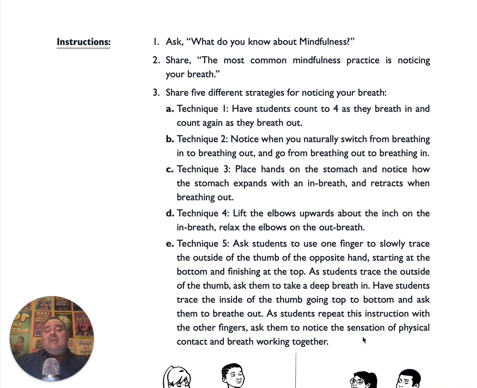And finally, technique 5, ask students to use one finger to slowly trace the outside of the thumb. This is my absolute favorite activity. On the outside of the thumb of the opposite hand, start on the outside at the bottom, finish at the top. As students trace the outside of the thumb, ask them to take a deep breath in, and then have students trace the inside of the thumb going top to bottom and ask them to breathe out. And you're going to repeat this going up and down.